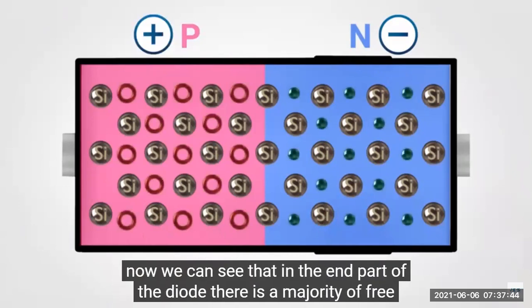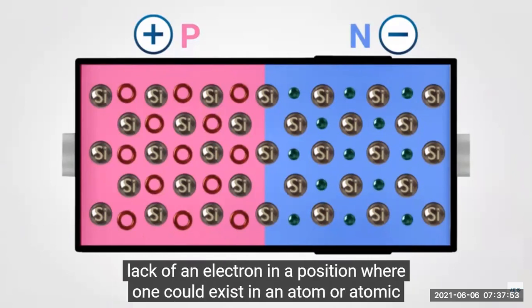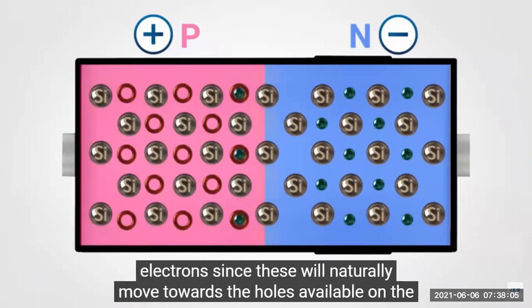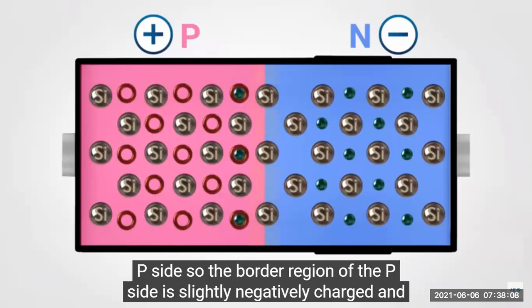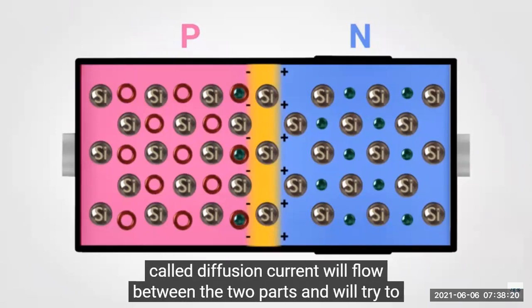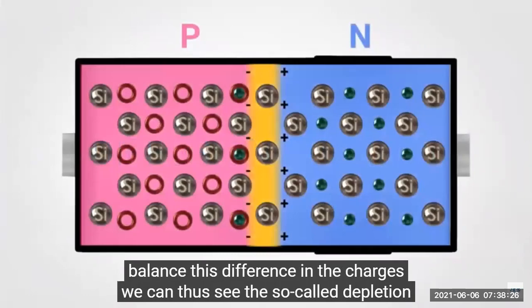Now we can see that in the N part of the diode, there is a majority of free electrons, while in the P part there is a majority of electron holes, which are the lack of an electron in a position where one could exist in an atom or atomic lattice. In this situation, the N part will have a tendency to release excess electrons, since these will naturally move towards the holes available on the P side. So the border region of the P side is slightly negatively charged, and the border region on the N side is slightly positively charged. A current, called diffusion current, will flow between the two parts and will try to balance this difference in the charges.